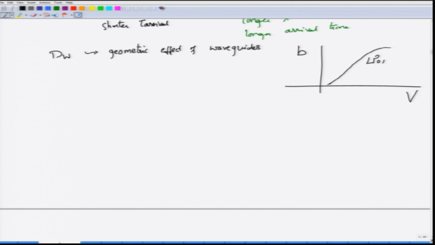If you take for example free space, then B versus V would have been a straight line. If you take B versus V for a metallic waveguide, then it would be slightly different, it would look like this. So depending on what geometry and what parameters you are looking at, this particular curve B versus V would be changing. Now what does it mean?